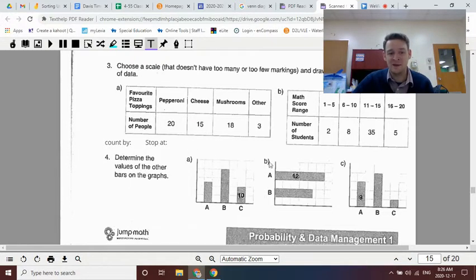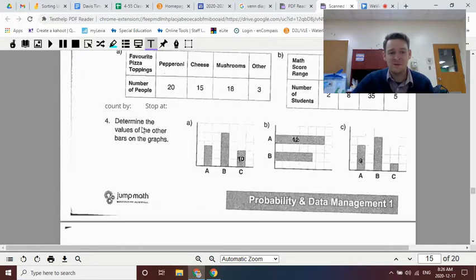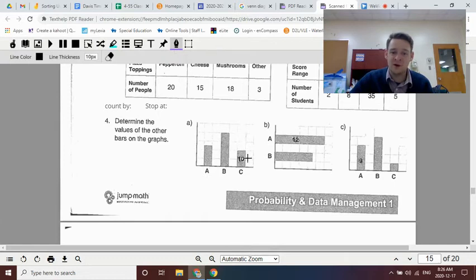So that's for A and B. Determine the values of the other bars on the graph. Well, this is nice. This is interesting. I'll do the first one, and then you can try the next two. So we've got bars, but we have no scale. But we do have an amount for one of our bars.